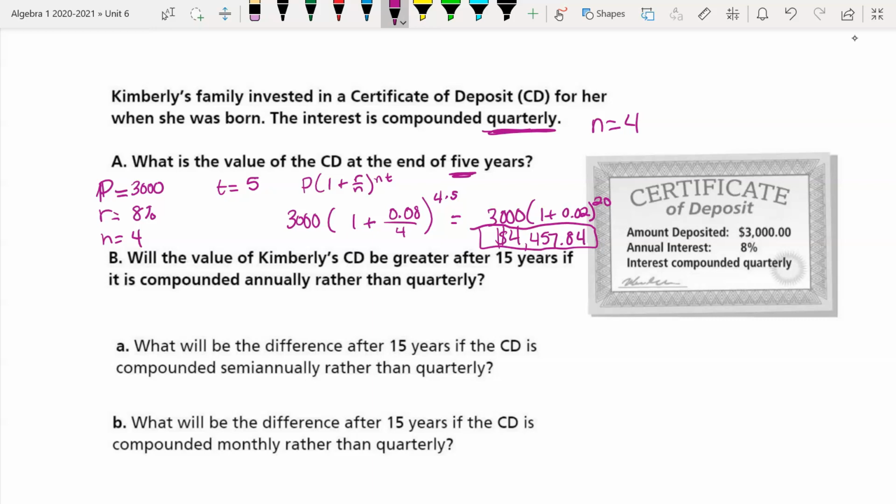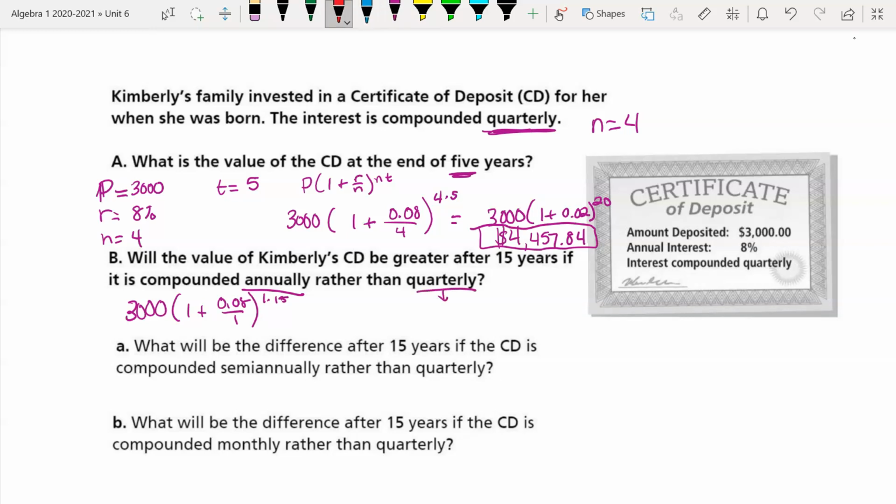So then it says B, will the value of Kimberly's CD be greater after 15 years if it is compounded annually rather than quarterly? So now we need to do this twice. So annually, we're still using the same rates here. We don't really have to change any of that until we get to our compound interest rate. So annually means I'm going to divide by 1. So I'm going to say 0.08 divided by 1, times 1 to the 15th.